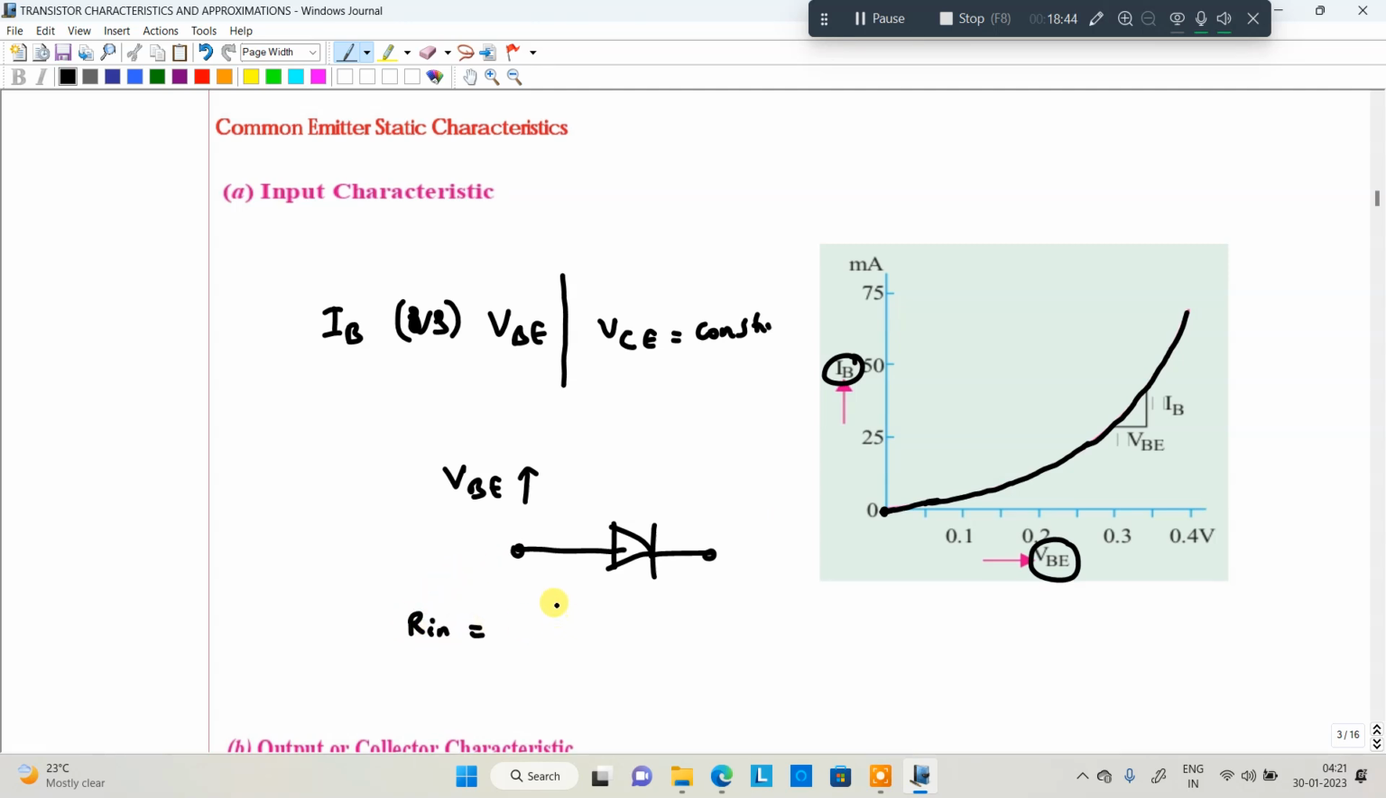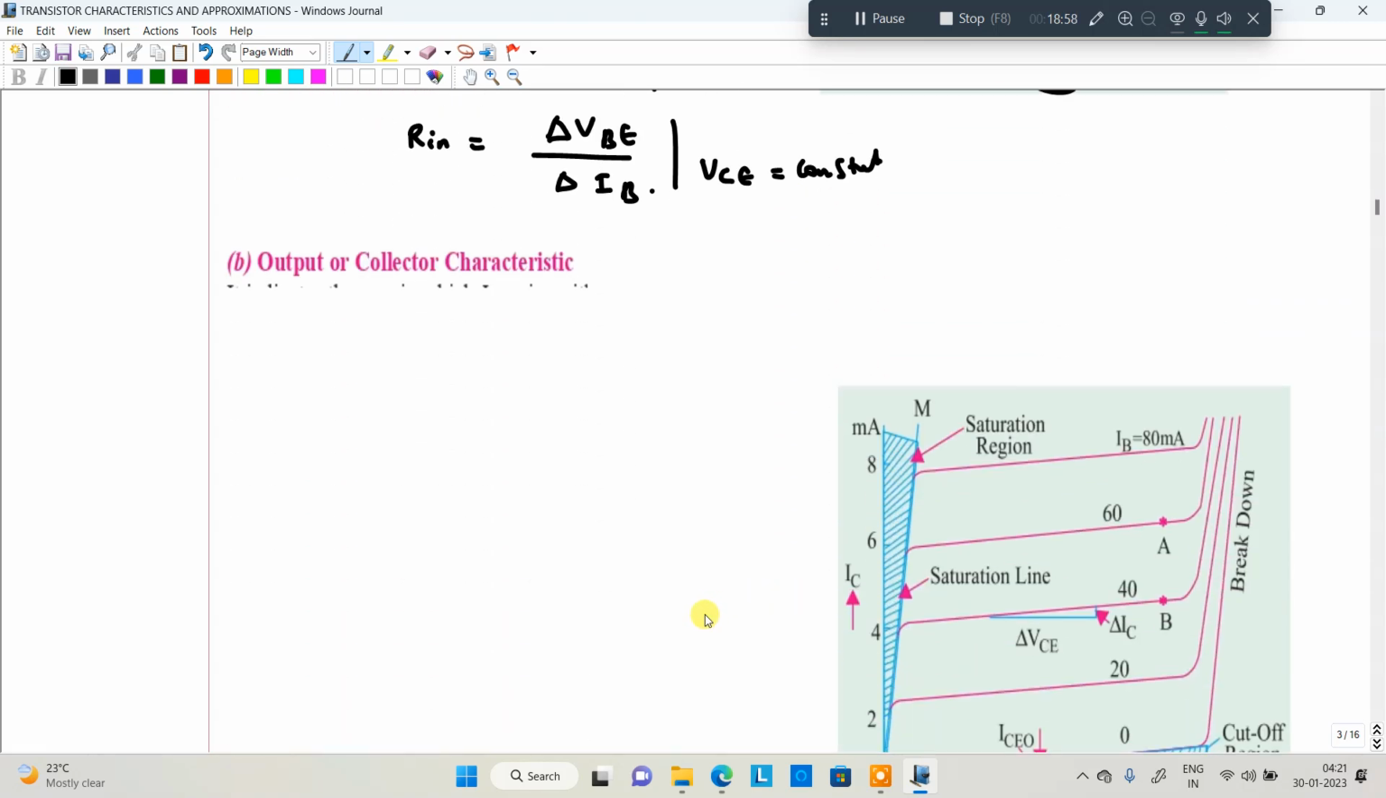Anyway, from this particular characteristic, we are going to calculate the input resistance, the same as change in voltage VBE divided by change in current IB, while VCE is held constant. Okay, this is the input characteristics. Then we go to the output characteristics.